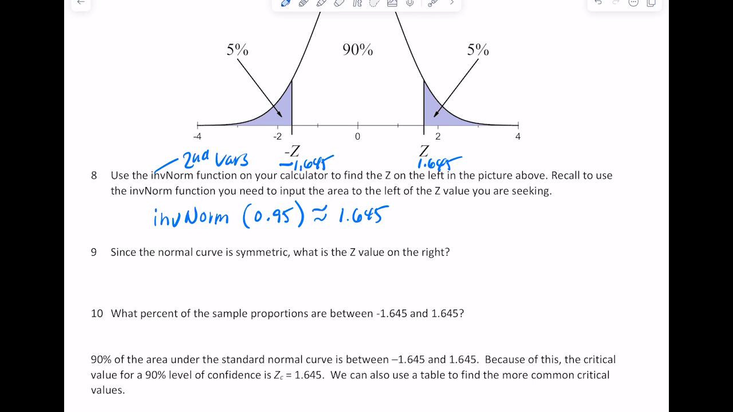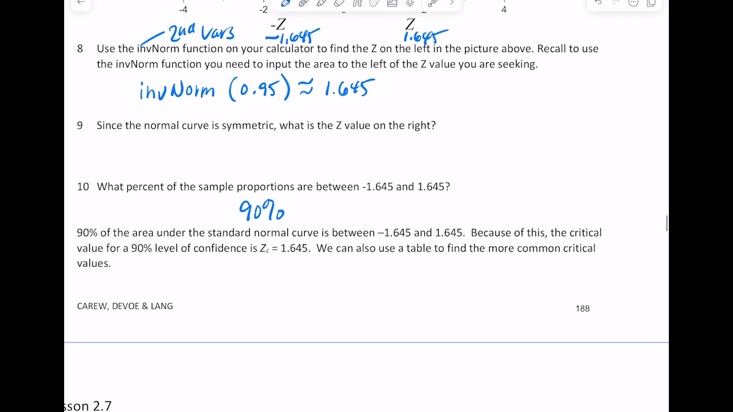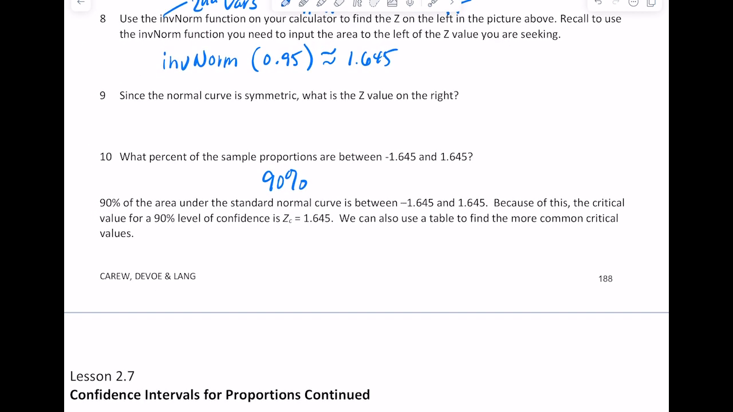What percent of the sample proportions are between values? We need to know the population mean, and we also need to know the population standard deviation. Other times we won't have it, and we'll have to estimate. So 90% of the area under the standard normal, the critical value for the 90% level of confidence, but that's for another lesson. Again, we're going to use the positive version.